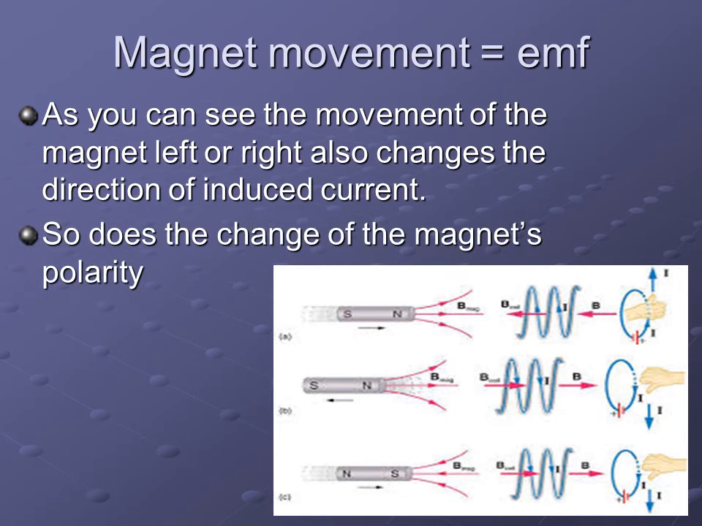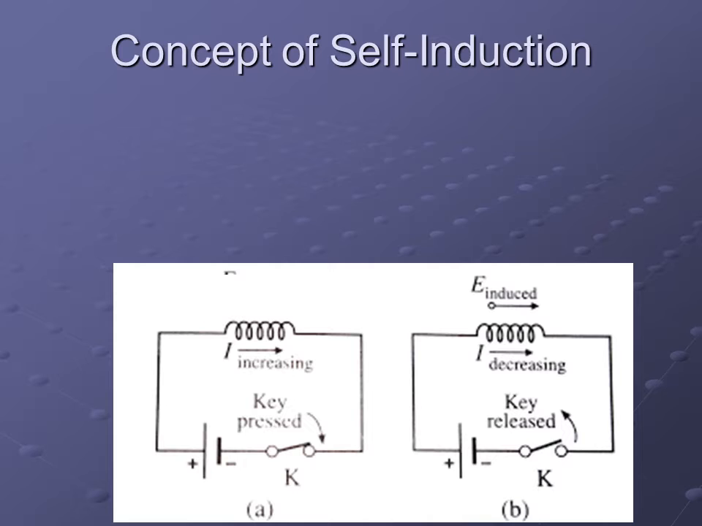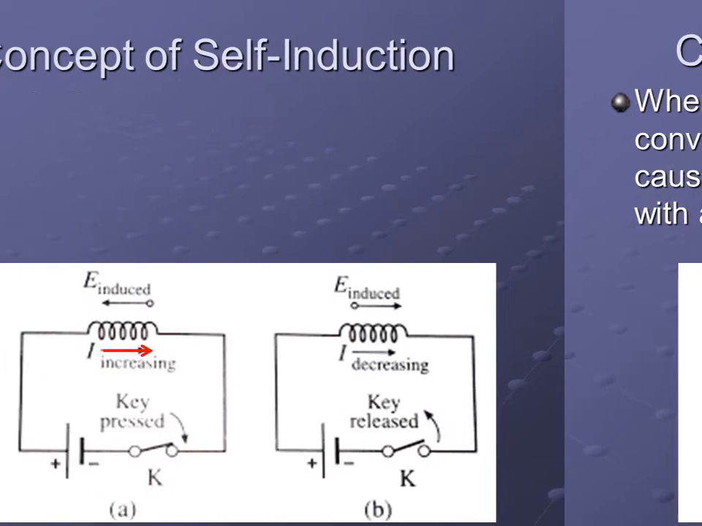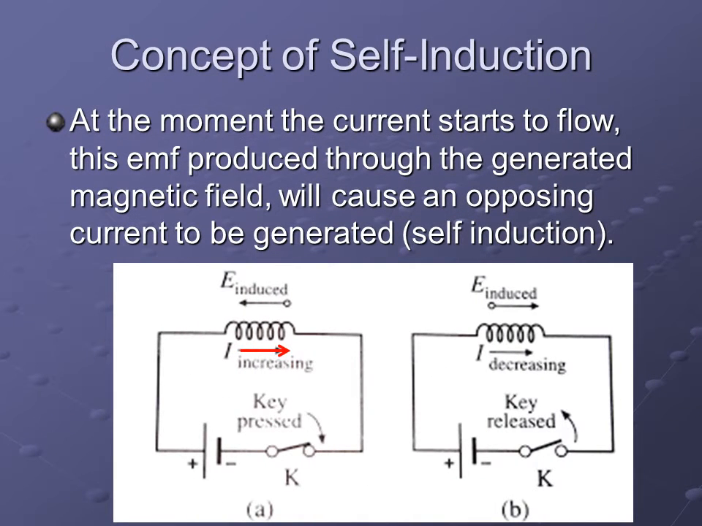So does the change of the magnet's polarity, which is called self-induction. Concept of self-induction. When the battery is connected, a conventional current flows through the coil, causing a magnetic field to be generated with a concurring EMF produced. At the moment the current starts to flow, this EMF produced through the generated magnetic field will cause an opposing current to be generated. We call that self-induction.